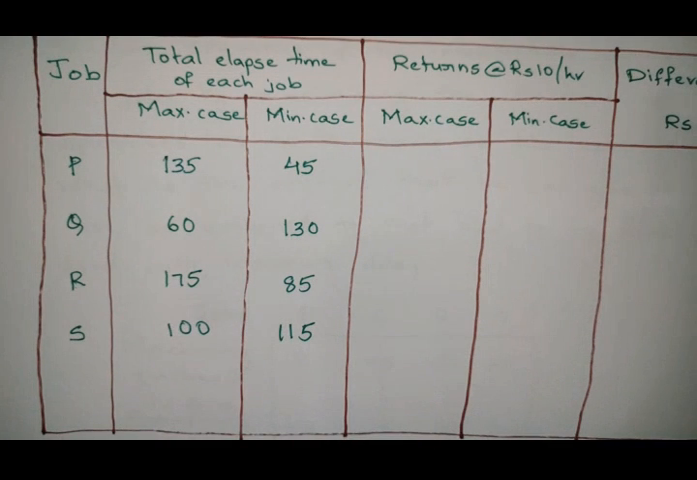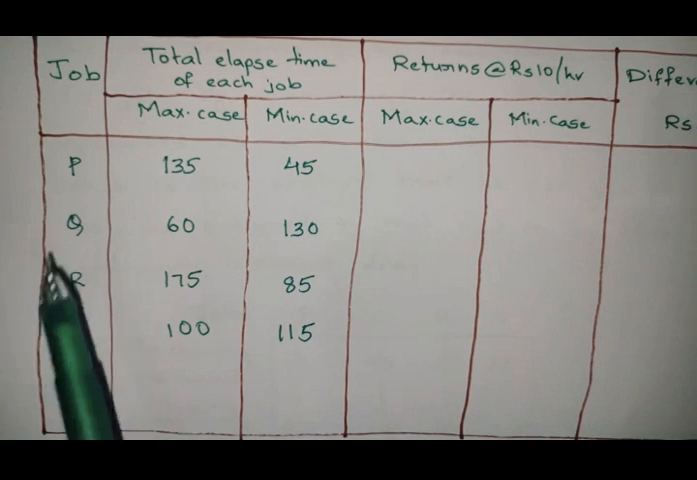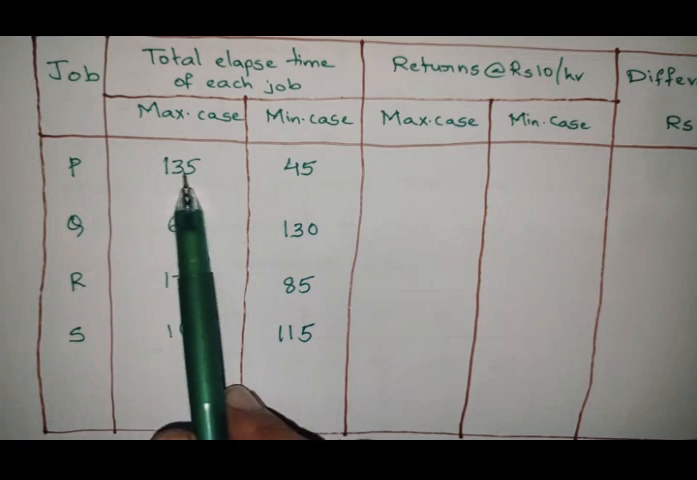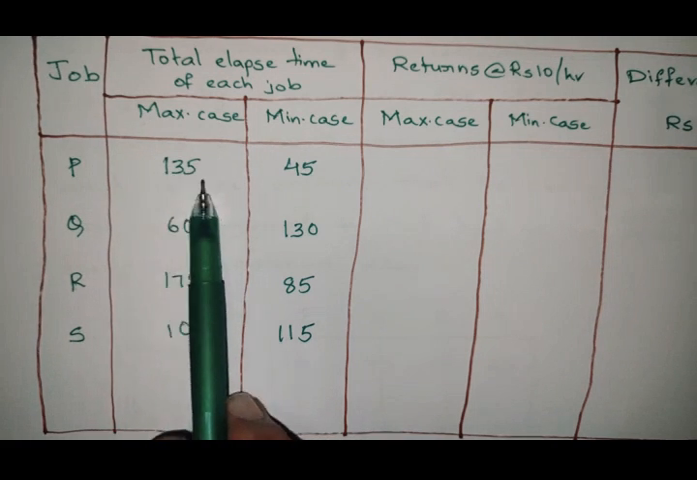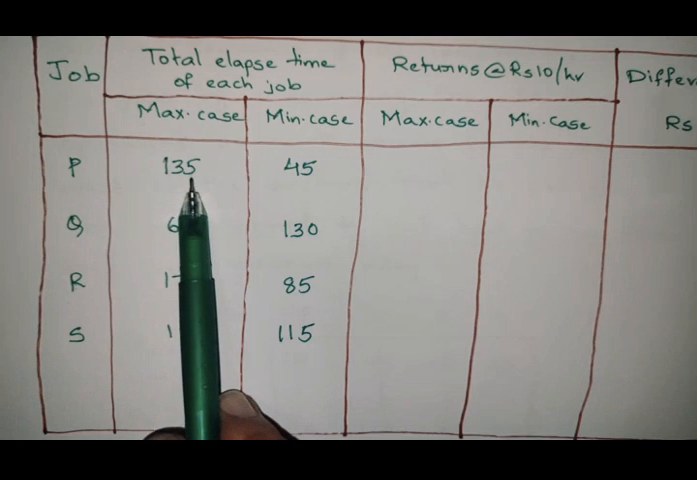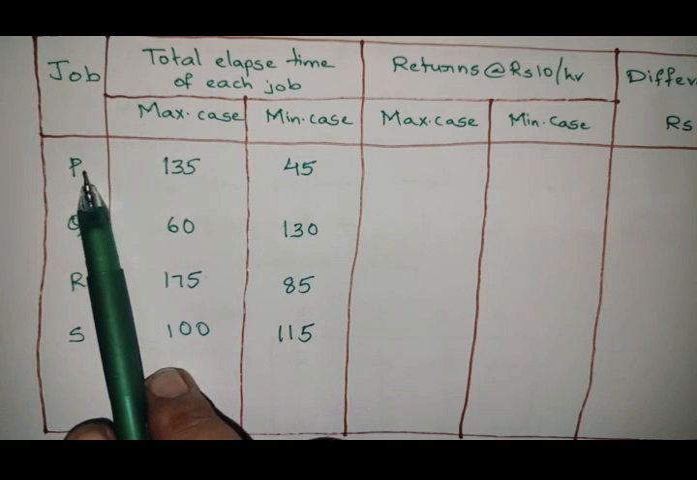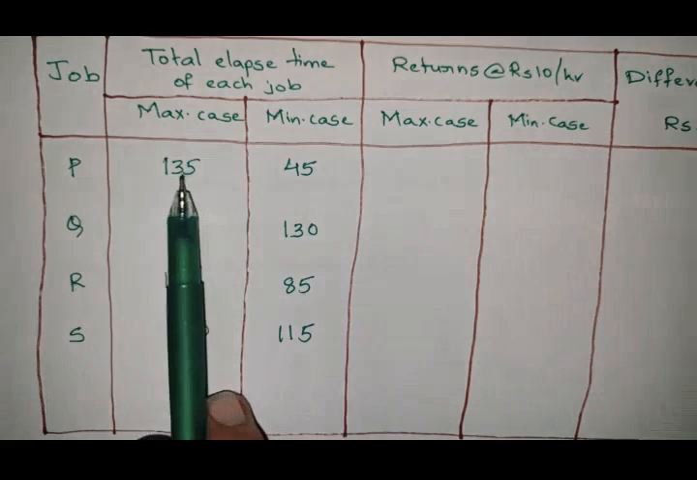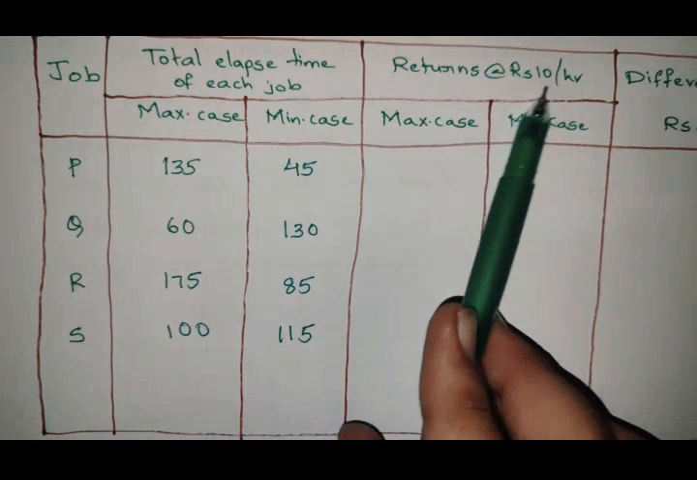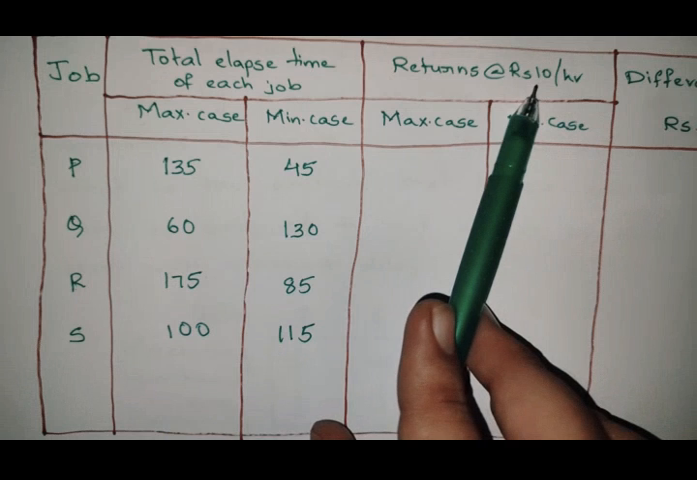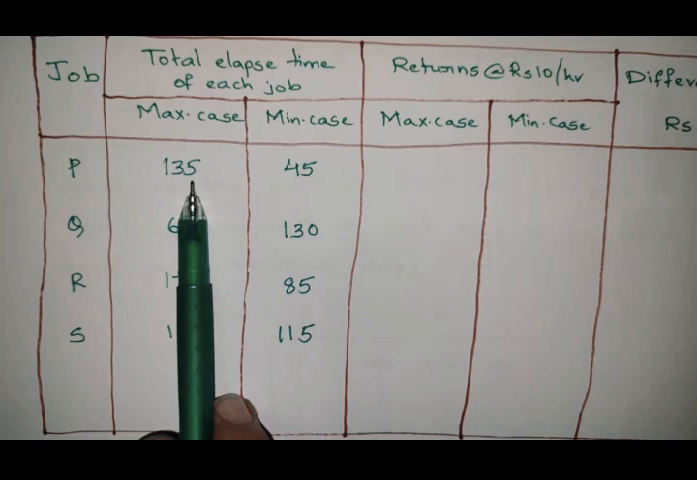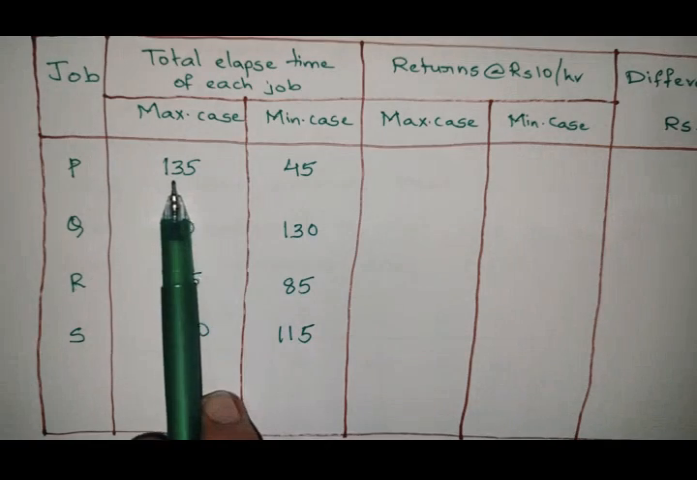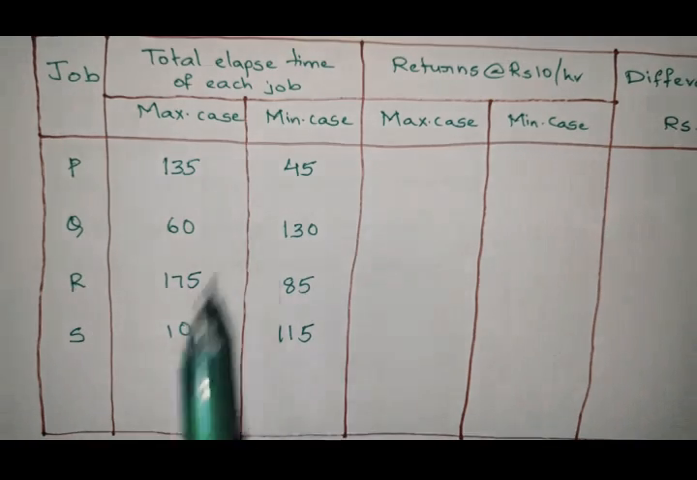So now let us calculate the amount returns. Job P is completed by the 135th hour. So 135 hours of time it will take to complete the two processes for job P. Then what is the amount he will charge? For each hour he will get 10 rupees. In the maximization case he is working 135 hours on job P, so the amount will be 135 into 10.